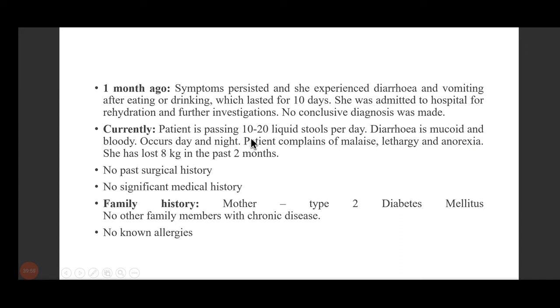Currently, the patient is passing 10 to 20 liquid stools per day. Diarrhea is mucoid and bloody. It occurs day and night. The patient complains of malaise, lethargy, anorexia. The patient has lost 8 kg in the past 2 months. There is no past surgical history, no significant medical history. Only family history: her mother had type 2 diabetes. No other chronic illness in the family, no known allergies.